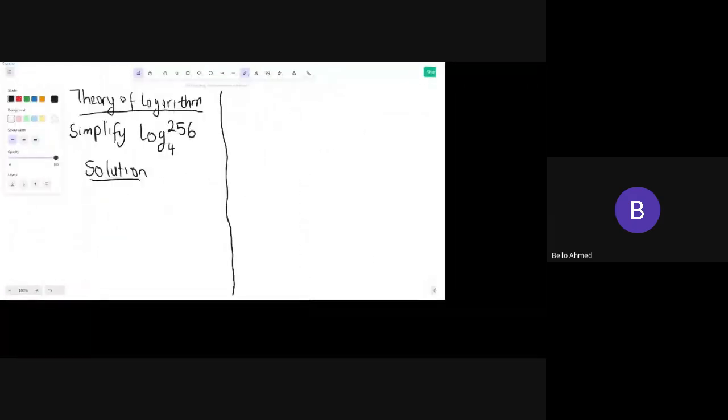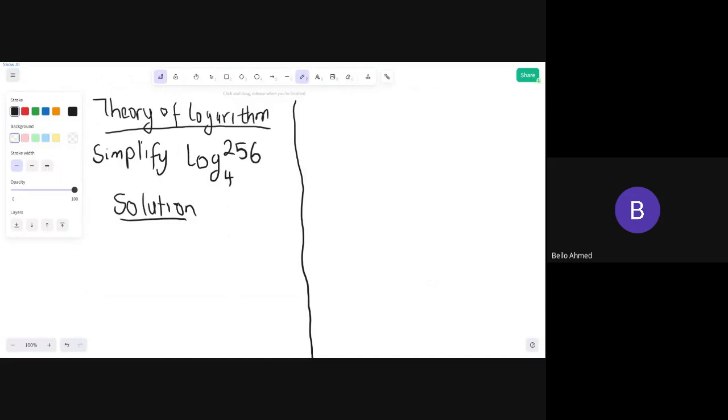Good day, everyone. We are to quickly simplify this problem. We are to simplify logarithm of 256 base 4. Now, in one of my videos, I've treated how to change from indices to logarithm and logarithm to indices. And that is what we are going to be using to solve this problem.